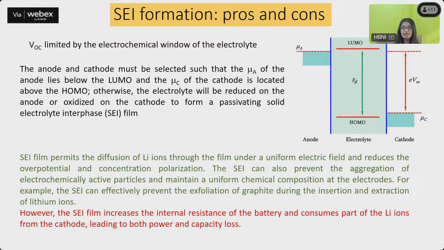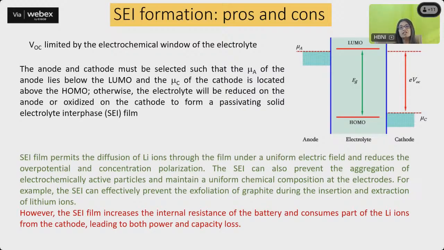So it is going to preserve the integrity of the anode structure. But you must understand that the SEI film increases the internal resistance of the battery and consumes part of the lithium ions from the cathode, and so it will lead to both power and capacity loss. So you need to have an SEI because that will form a passivating layer and is going to prevent further dissolution of your electrolyte in the anode. But at the same time, if it is too thick, then this is going to be a big problem because you are using up more of the lithium, and that is not getting back again. So that means your efficiency is lower.